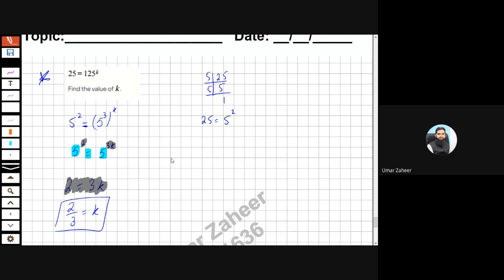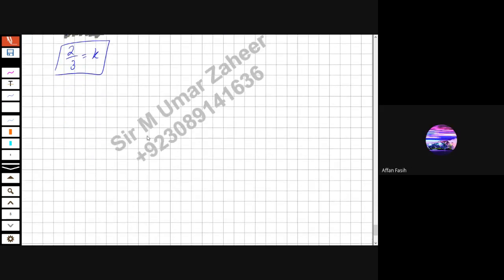If it is not a cube or square, it can be 4, it can be 5, it can be anything. These types of questions can come in the non-calculator paper. Yes, we are doing all the questions in today's class that are mostly non-calculator questions.